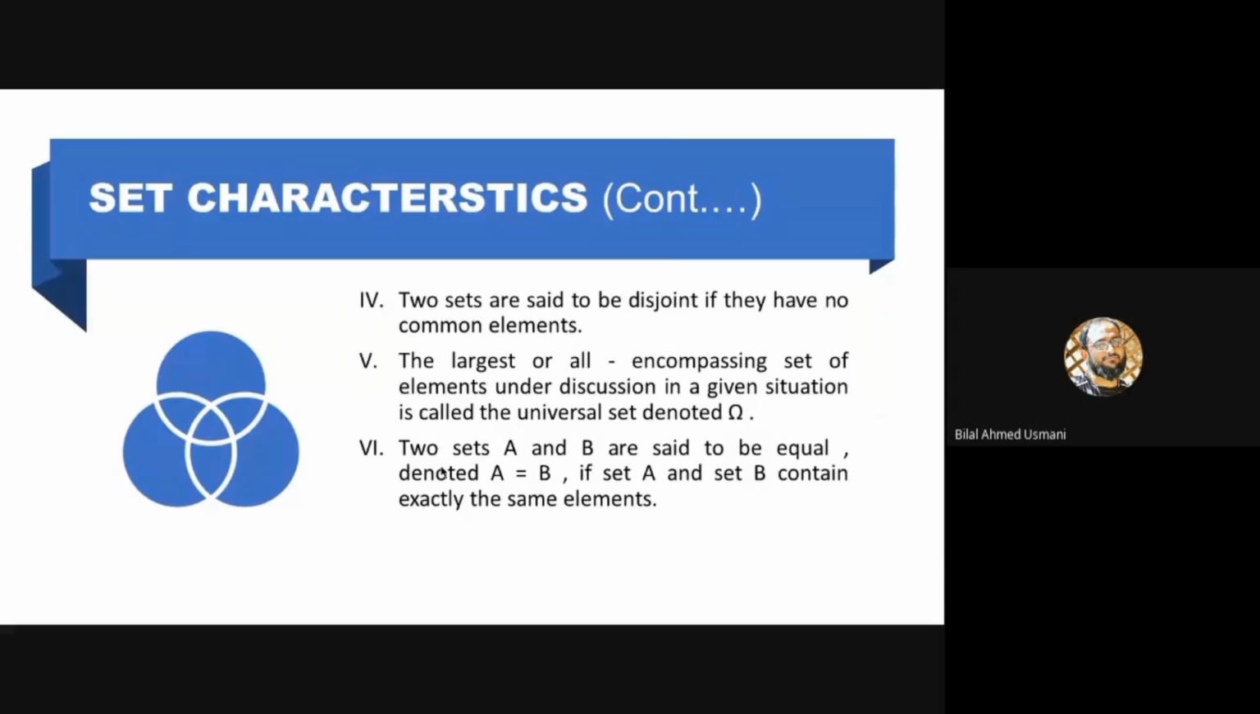Two sets are said to be disjoint if they don't have any common element, or in other words, if the intersection is a null set. The largest of all is called a universal set. All of the sets could be thought of as subsets or parts of that big set called the universal set. Two sets are equal if they have exactly the same elements, otherwise they are not equal at all. Set A can have four elements, set B can have four elements, but the elements could be different. So it doesn't mean that the count of four would actually make them equal.